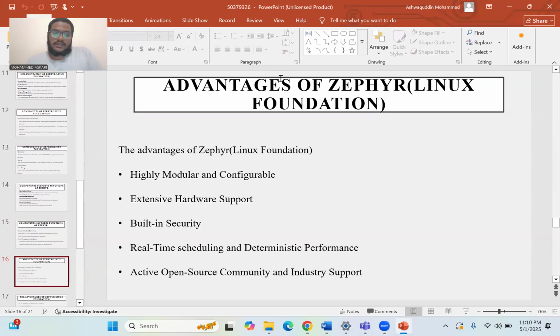Some of the advantages of the Zephyr Linux Foundation, to name a few. The first one would be highly modular and configurable. It has extensive hardware support. It has built-in security. Another advantage is real-time scheduling and deterministic performance. It is an active open source community and has a lot of industry support these days.